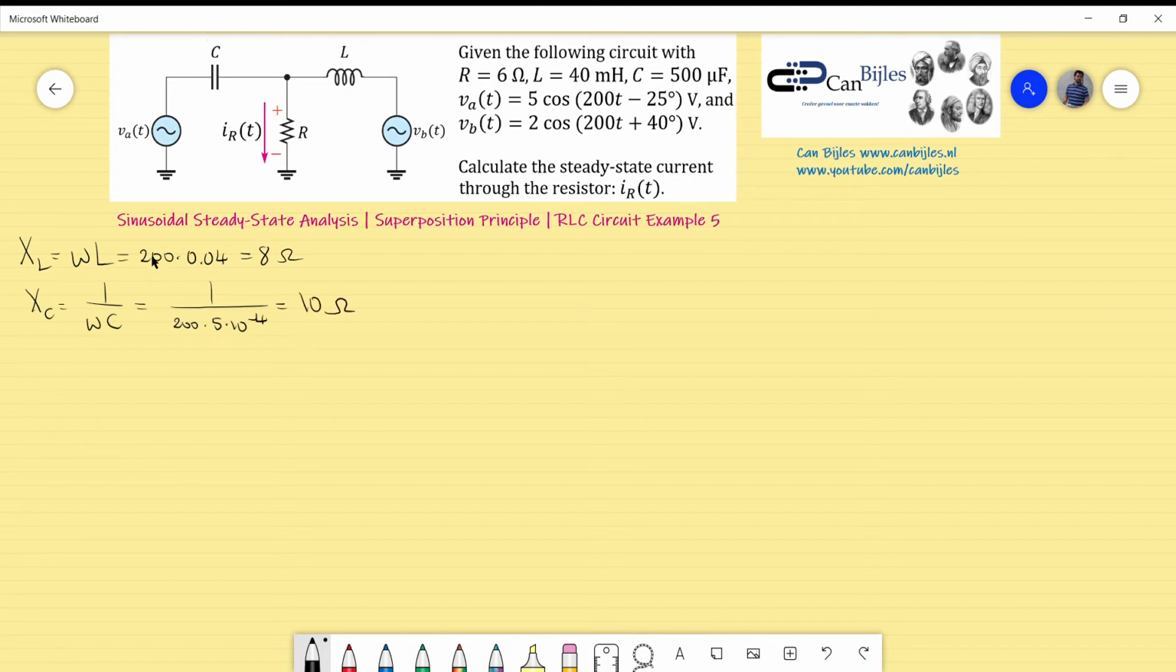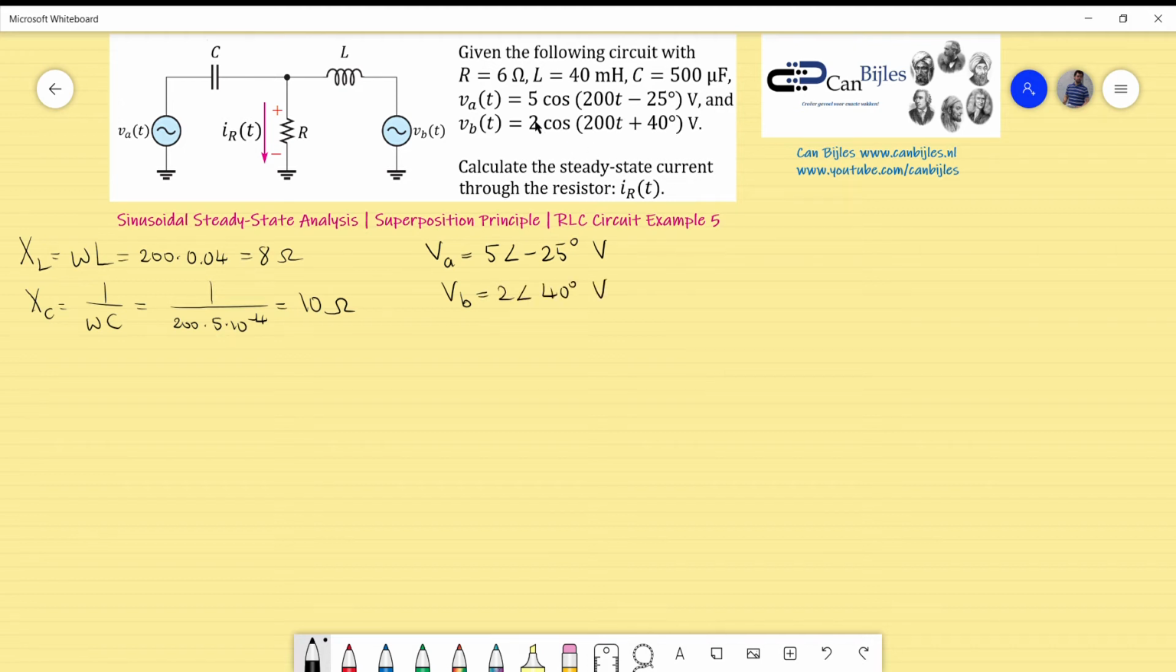Here omega is the radian frequency, 200 radians per second. This is the 40 millihenries of the inductor, and it's also the same radian frequency with 500 microfarads for the capacitor. The next one is VA, in phasor notation. That will be 5 volts with a phase of minus 25 degrees. And the next one, VB, will be 2 volts with a phase of plus 40 degrees.